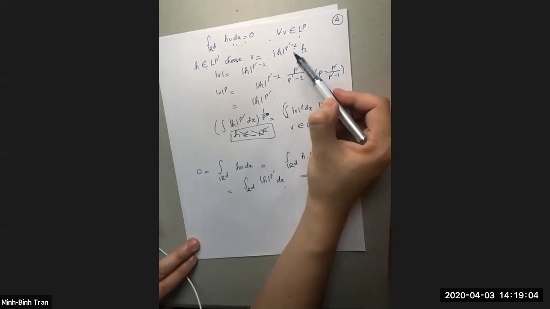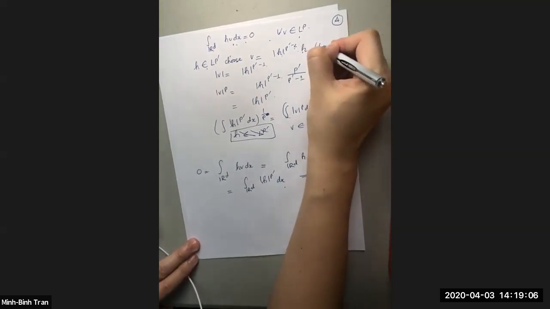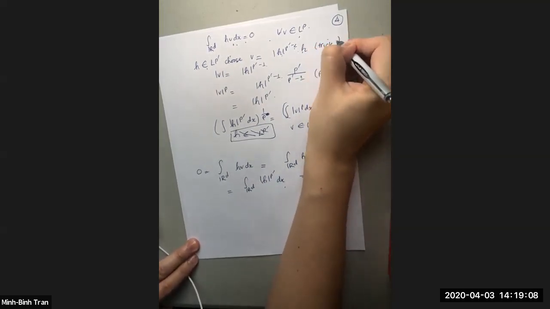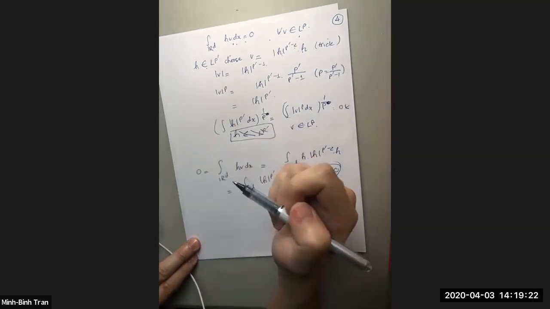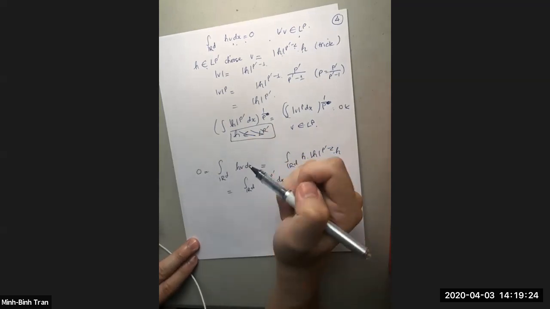So this is the kind of thing. This is a trick. This is a very nice trick, but we have to remember this trick, right? It's just a trick, and we have to keep it in mind because it's beautiful and it's gonna help us for many proofs, right?